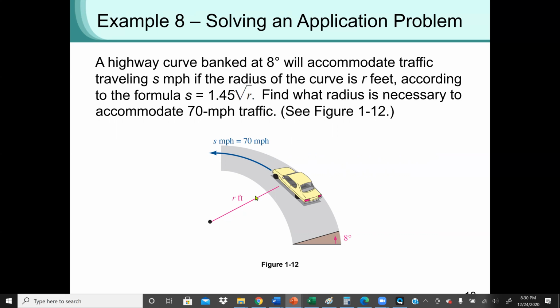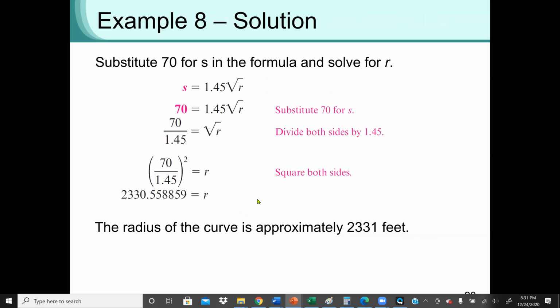So here we can see the radius r, the speed 70 miles per hour, and also the curve is an 8 degree curve. So in this case, the formula is given to us, s equal to 1.45 square root of r. s is 70, the speed, equal to 1.45 square root of r. So 1.45 is multiplied, so across the equal sign it is going to divide. Now we square both sides to remove the square root, so r will give us 2,330. So the radius of the curve is approximately 2,331.